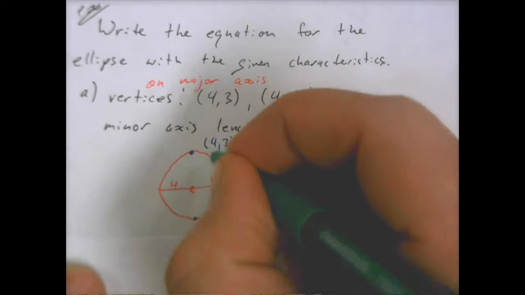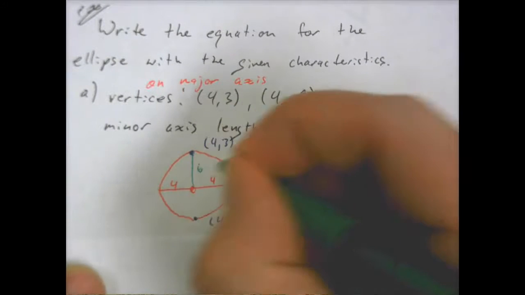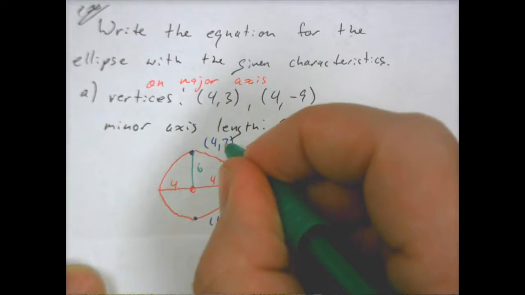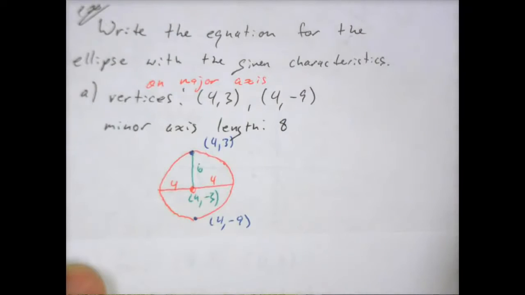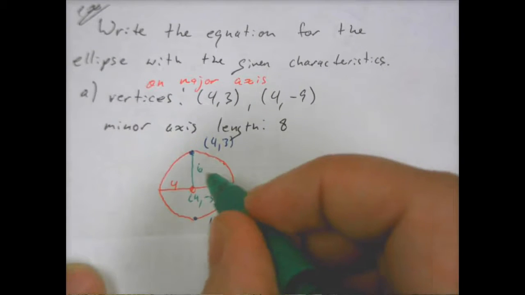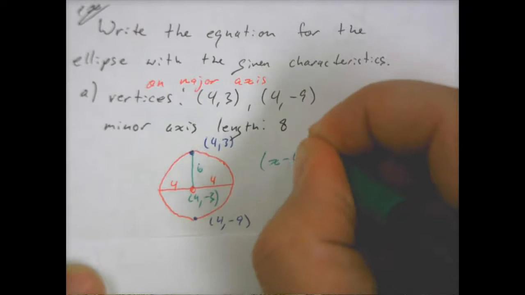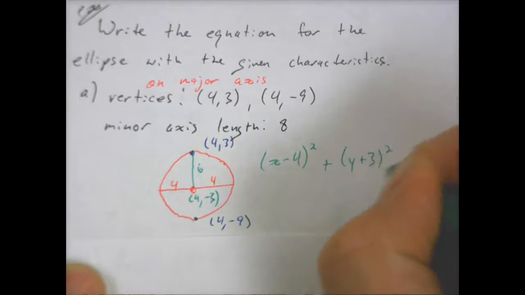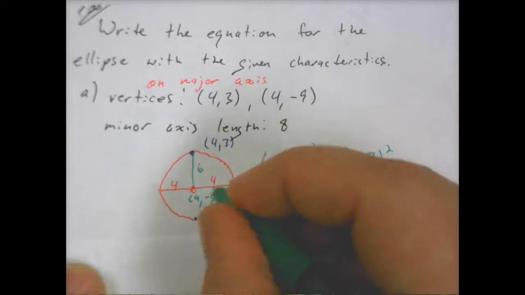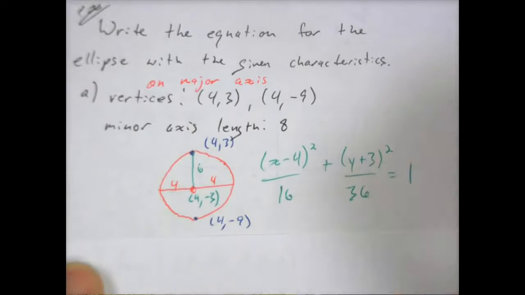And for your major axis, if you went from 3 to negative 9, then you went 12 units, so I know that this is 6 units. Well, if you go 6 down from 3, that should put you at 4, negative 3. So there's my center. I know my major axis length, my minor axis length. So I can say x minus 4 squared plus y plus 3 squared over, X direction should be 16, y direction should be 36, equals 1.